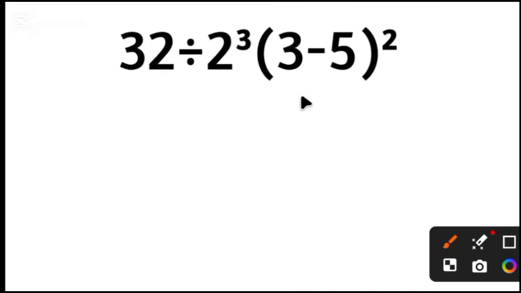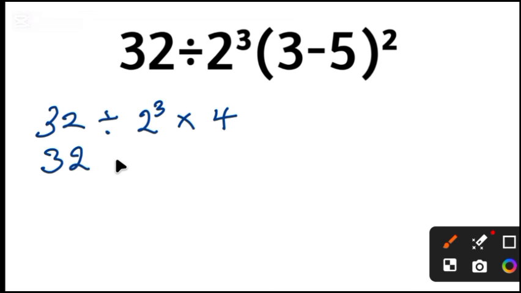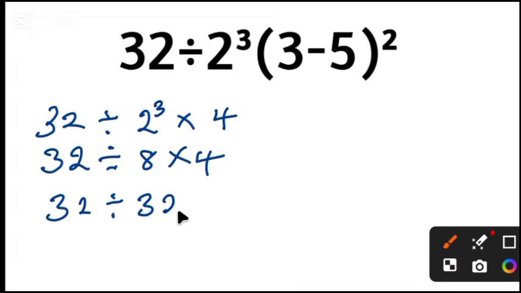3 minus 5 is minus 2. Minus 2 squared will give us 4. So we have a new equation which is 32 divided by 2 raised to power 3 times 4. 2 raised to power 3 will give us 8. We have a new equation: 32 divided by 8 times 4. 8 times 4 will give us 32. We have 32 divided by 32, and 32 divided by 32 is equal to 1.